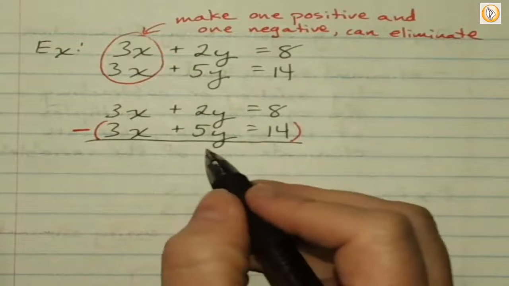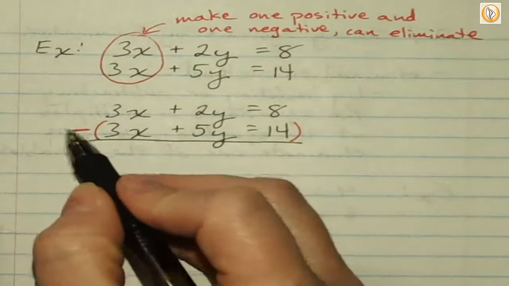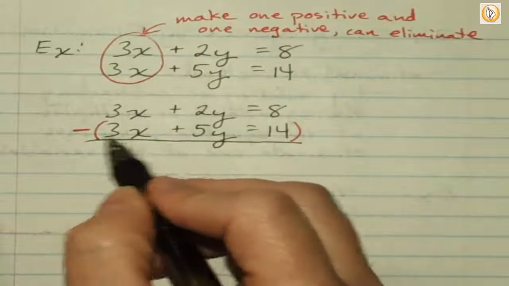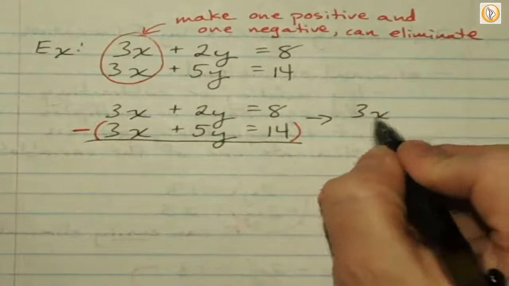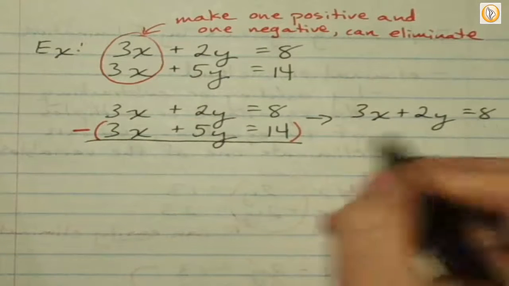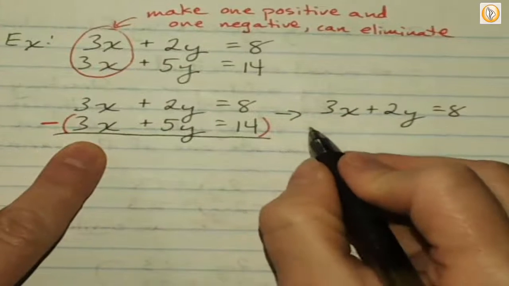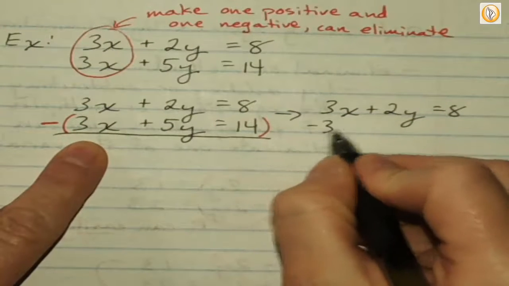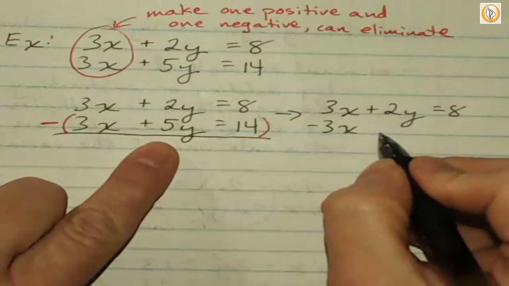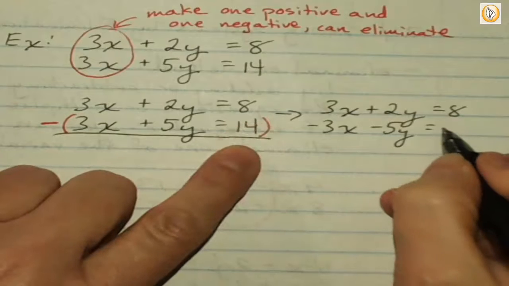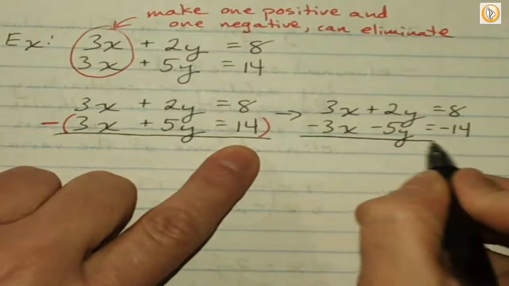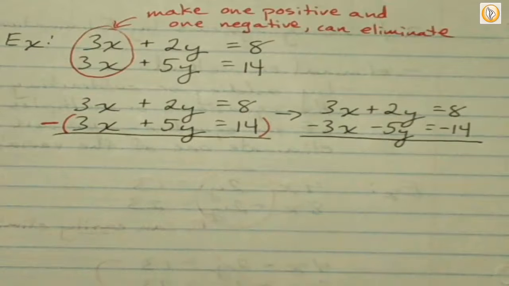Do y'all understand what I'm doing here? So to be able to get these to eliminate, I got to make one equation, either this one or this one, all the opposite. So now I'm going to rewrite it. I have 3x plus 2y equals 8. Now this one becomes, y'all look, negative 3x. What does the positive y become? Negative 5y equals, and that positive 14 becomes negative 14. So it's all the opposite. Before I move on, does anyone have any questions as to what I just did?